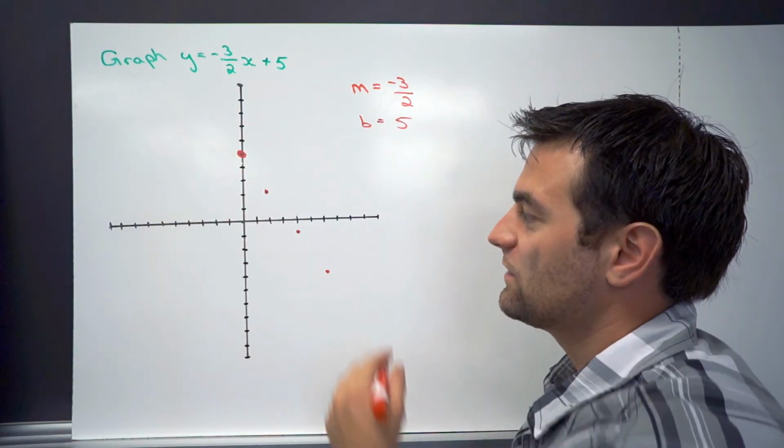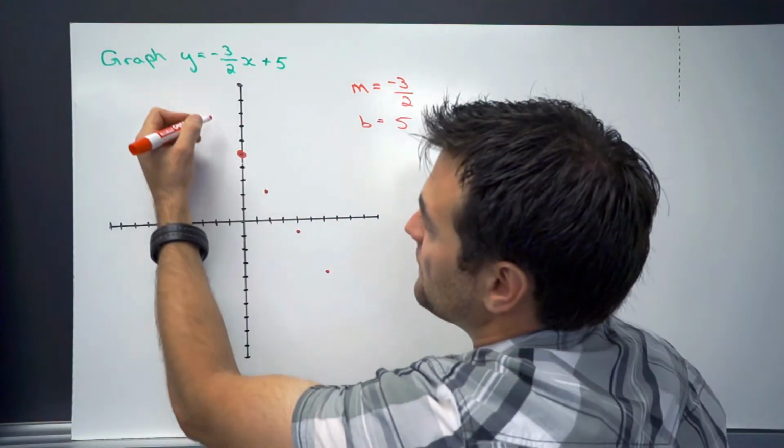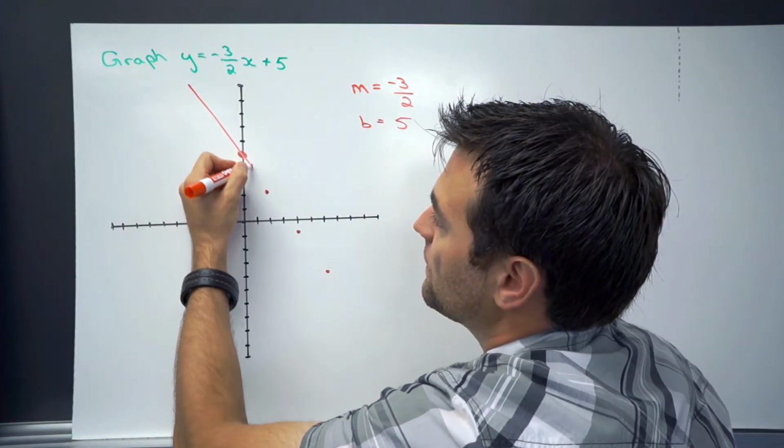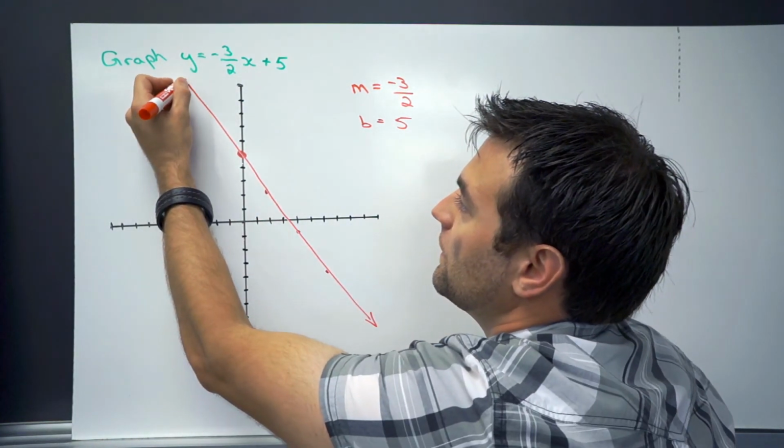And once I have a few points there and I know they're neatly done in a straight line, I can take my ruler and connect the dots and make my line.